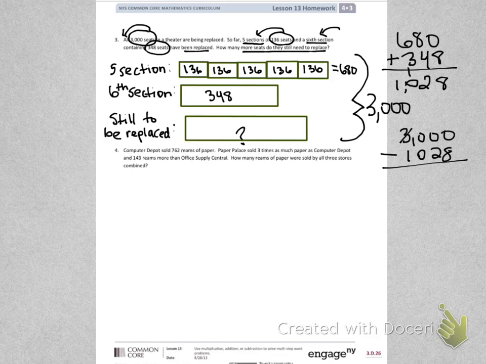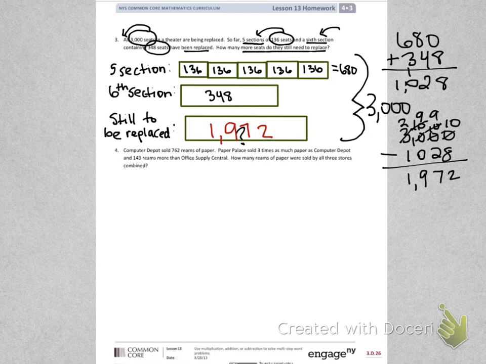So we need to do some regrouping here. We need to take 1 away from the thousands and take it to the hundreds. And continuing down. And 10 subtract 8 is 2. 9 subtract 2 is 7. 9 subtract 0 is 9. 2 subtract 1 is 1. So we are getting a total of 1,972 seats still need to be replaced.